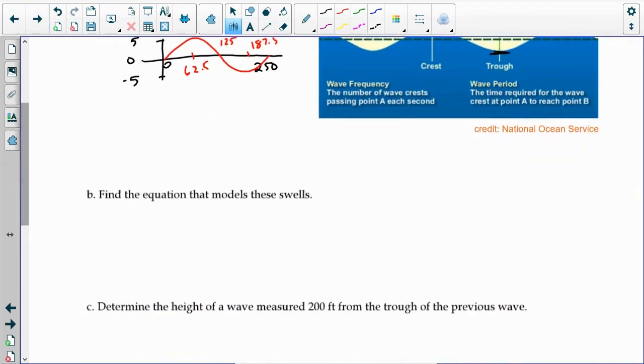An equation that models this, well, I just made a sine graph, so I might as well use sine. Y equals 5 sine of, now I've got to find b. B is equal to 2 pi divided by the period, and the period's 250, so it looks like b is pi over 125. And then I had no shift, so I can just write x, and I had no vertical shift, so that's basically the end of the equation.